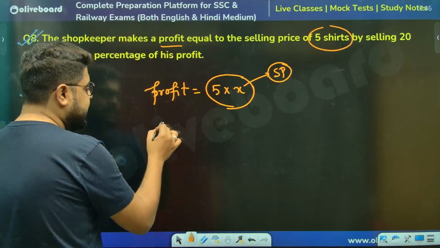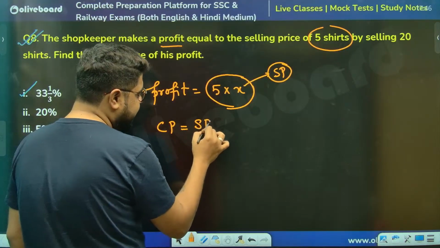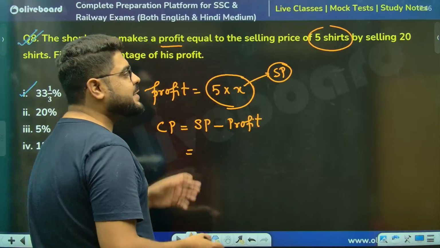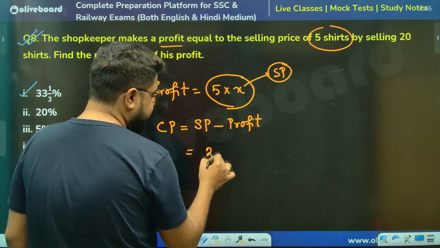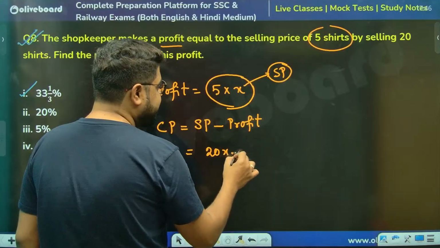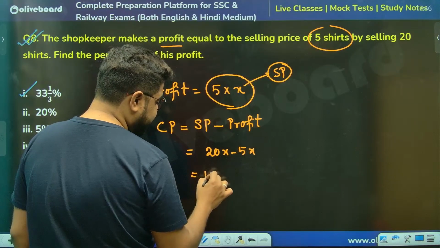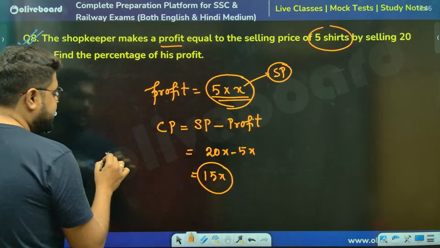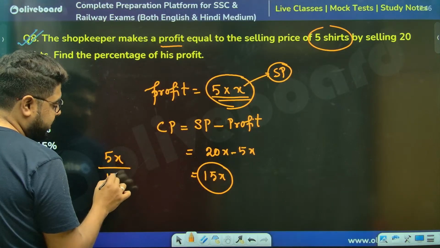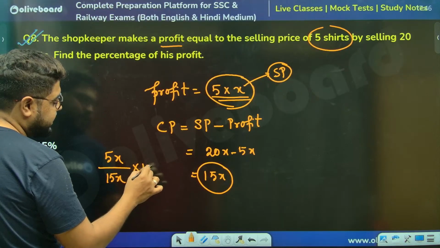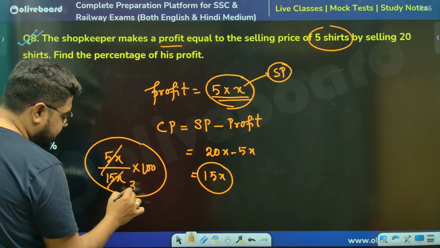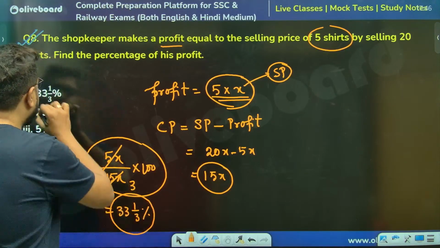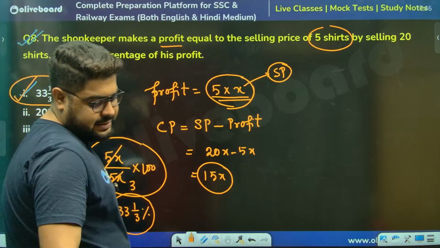So, sir, please understand. CP is what, sir? SP minus profit. Selling 20 shirts, SP is 20x. Profit is 5x. CP is 15x. Sir, 15x CP, 5x profit. How much is this? 5x profit out of CP of 15x. They are asking profit percentage, sir. 1/3 hota hai, sir. 1 by 3 is 33 whole 1 by 3 percentage. You do not need pen, paper, nothing for this.